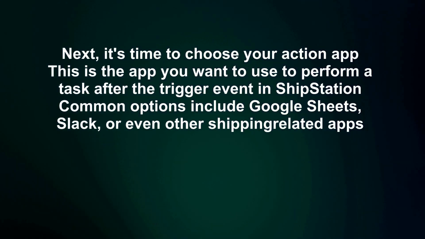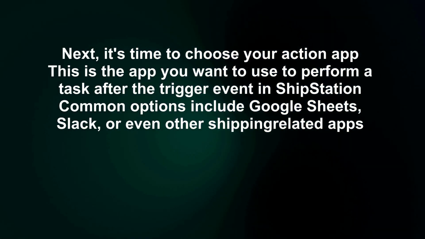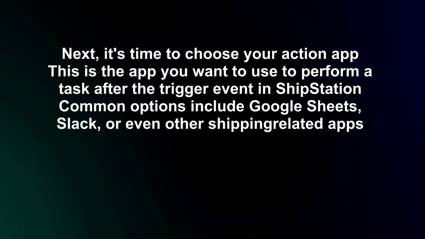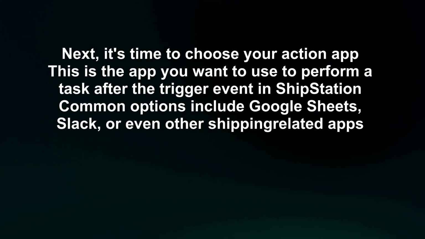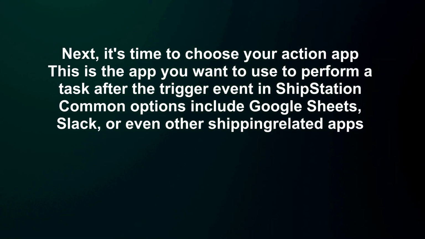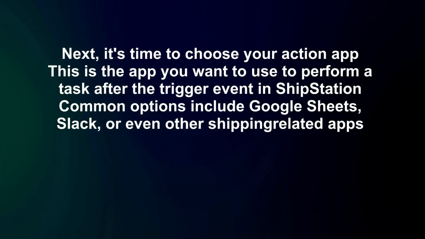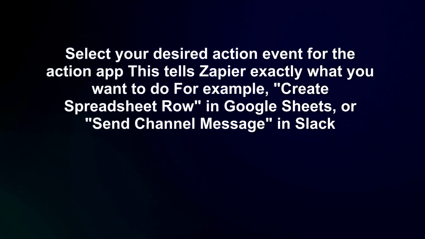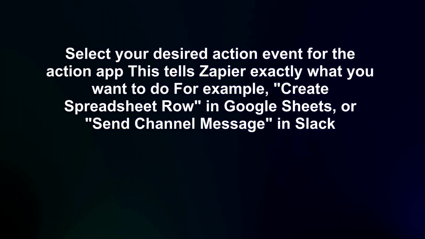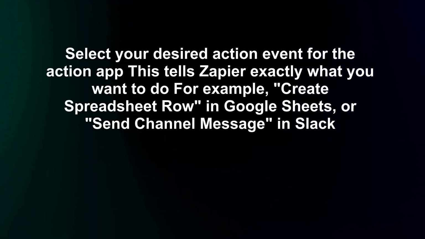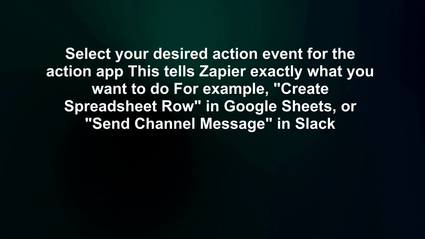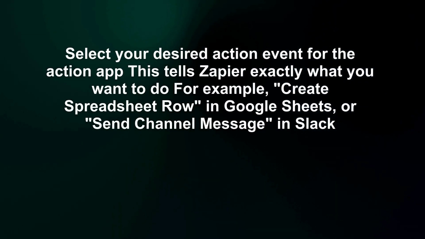Next, it's time to choose your action app. This is the app you want to use to perform a task after the trigger event in ShipStation. Common options include Google Sheets, Slack, or even other shipping-related apps. Select your desired action event for the action app. This tells Zapier exactly what you want to do. For example, create spreadsheet row in Google Sheets, or send channel message in Slack.